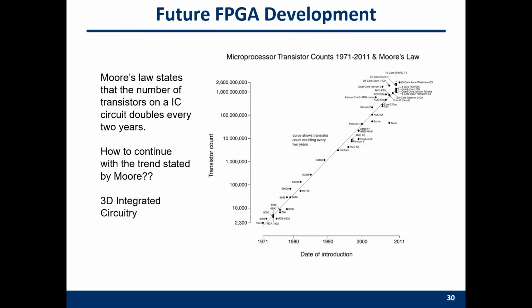So now we can see that we integrate more and more transistors on one single chip based on Moore's law. However, now it's really difficult to maintain this trend anymore because of the limitation of process technology. Now we have reached maybe 5 nanometer, 3 nanometer. So it's really difficult to scale it anymore.